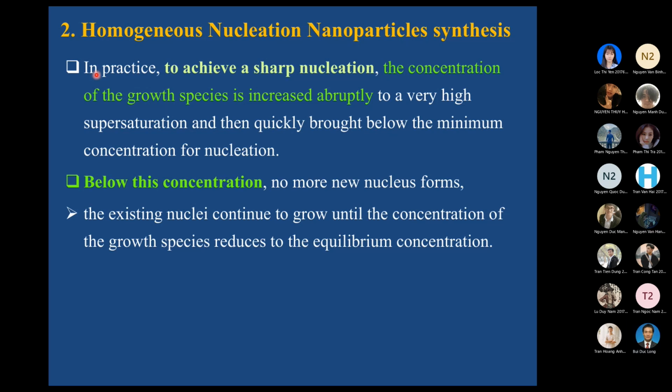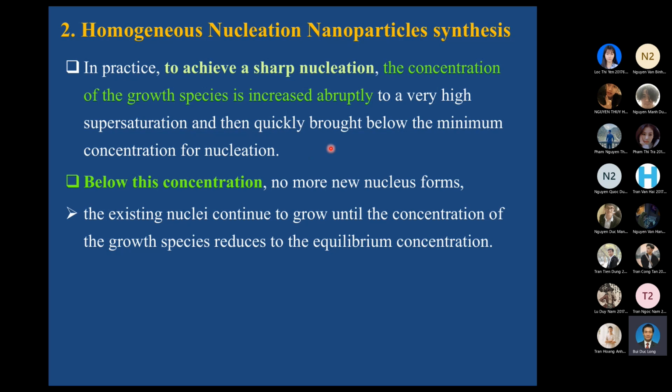So in practice, to achieve a sharp nucleation, it means a nucleus can be formed rapidly, with a very large amount. The concentration of the growth species is increased abruptly. It means rapidly increased to a very high supersaturation, and then quickly brought to below a minimum concentration for nucleation.